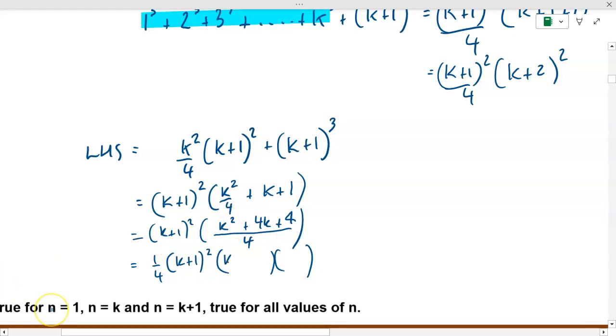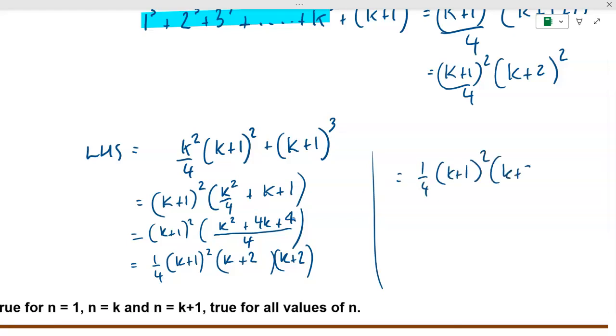Okay, so if I factorise those brackets, I'm looking for numbers that are going to add to 4 and multiply to 4. So that's going to be 2 times 2 is 4, 2 plus 2 is 4. That's a plus 2 and a plus 2, which I'll just pop over here, which gives me what I want. k plus 1 squared, and I've got k plus 2 twice, which is my right-hand side. So I've proved that it's true for k plus 1.